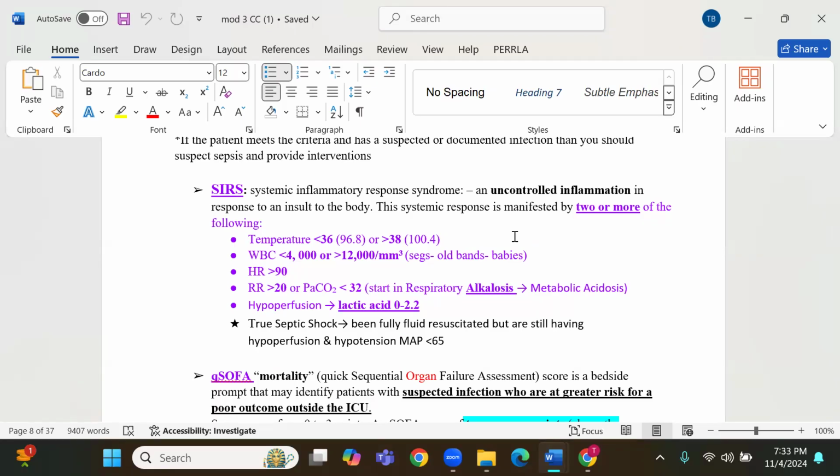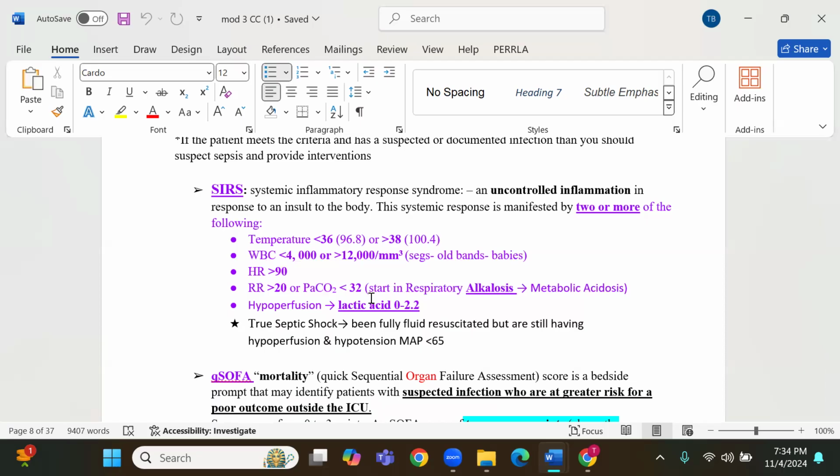And so usually when they look at the systemic inflammatory response, they'll either see a body temperature that's lower than normal, like 96.8, or higher than normal, like 100.4. Our white blood cells, this is kind of weird, could be either really low or really high. And then our heart rate is usually greater than 90. And then our respiratory rate is usually greater than 20. And our carbon dioxide is usually low.